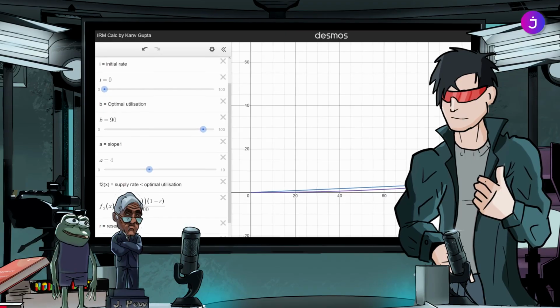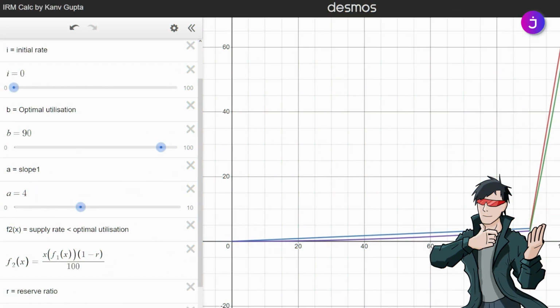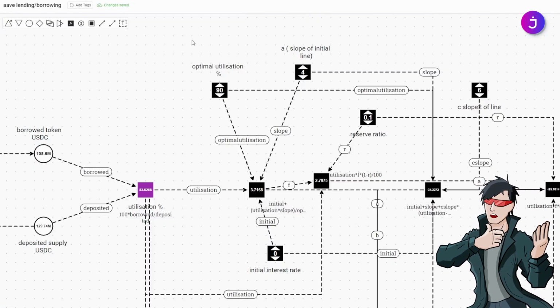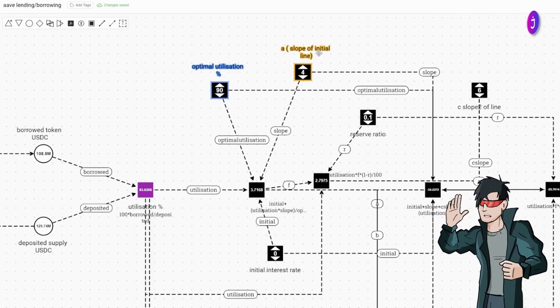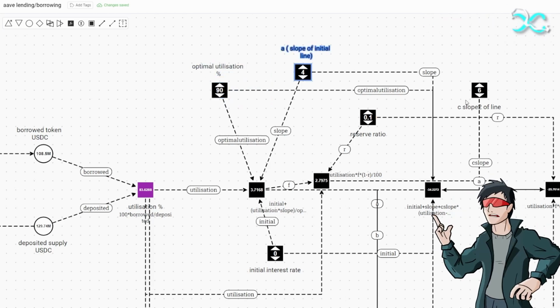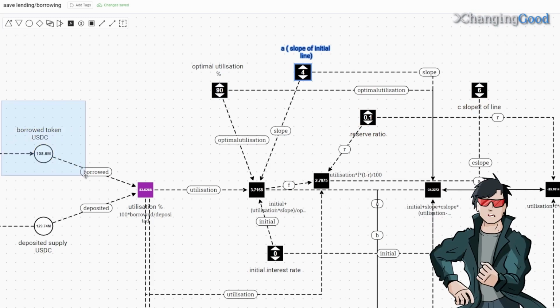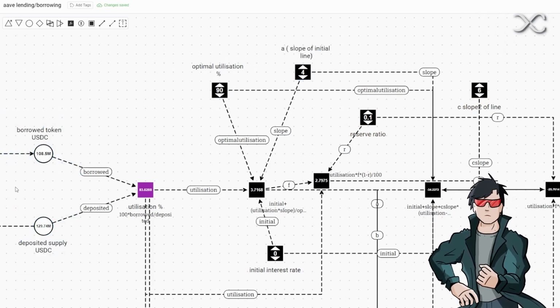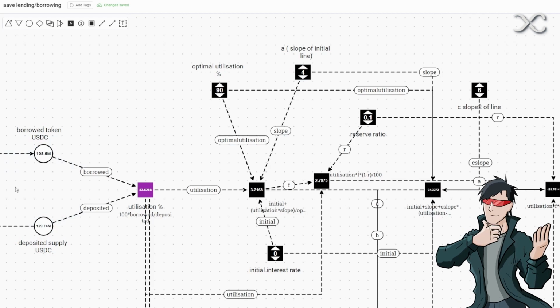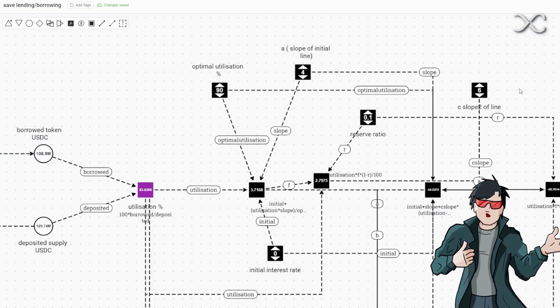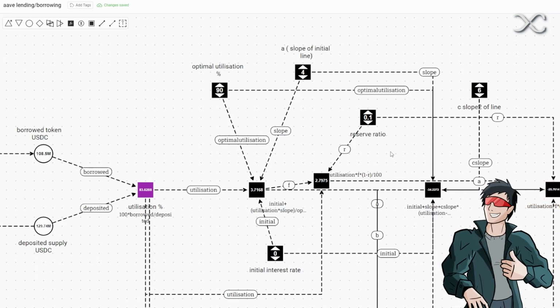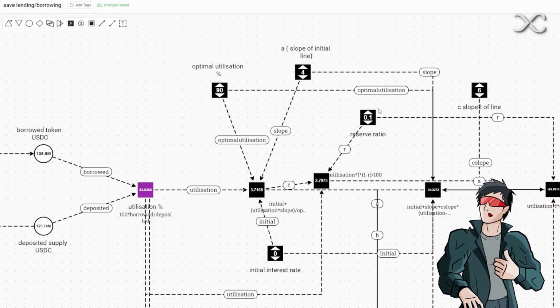So this is where the tool Machinations comes in. We organize all the variables into one diagram, where it's the optimal utilization rate, slope of the lines, reserve ratio, and the actual amount of tokens borrowed compared to deposited. So hopefully it's a lot clearer in seeing all the variables in one diagram and following the arrows to see how they interact.